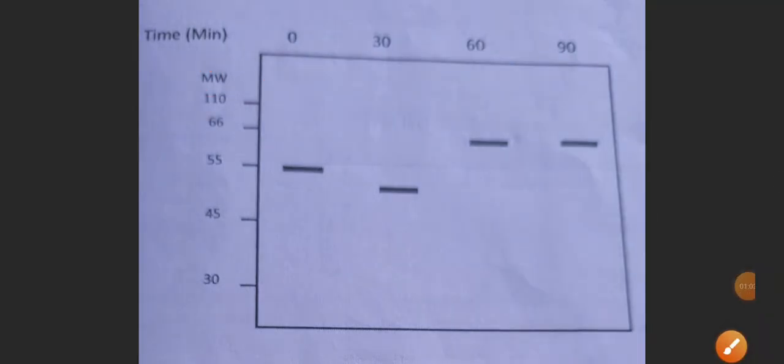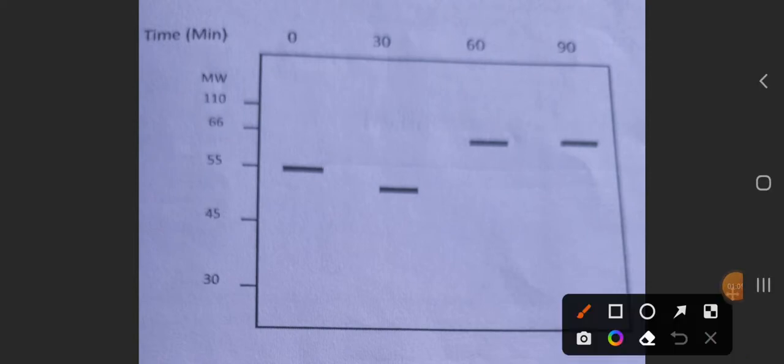Just see, it is the migration of something, and I'll ask you via the question whether it is protein or DNA. So this is the molecular weight, because here also they have not mentioned anything, and this is the time frame. At 0 minutes, it was here at the point of, let's say, 55. Less than 55, and at 30 minutes it migrated a little downwards, and then at 60 minutes up, and at 90 minutes again.